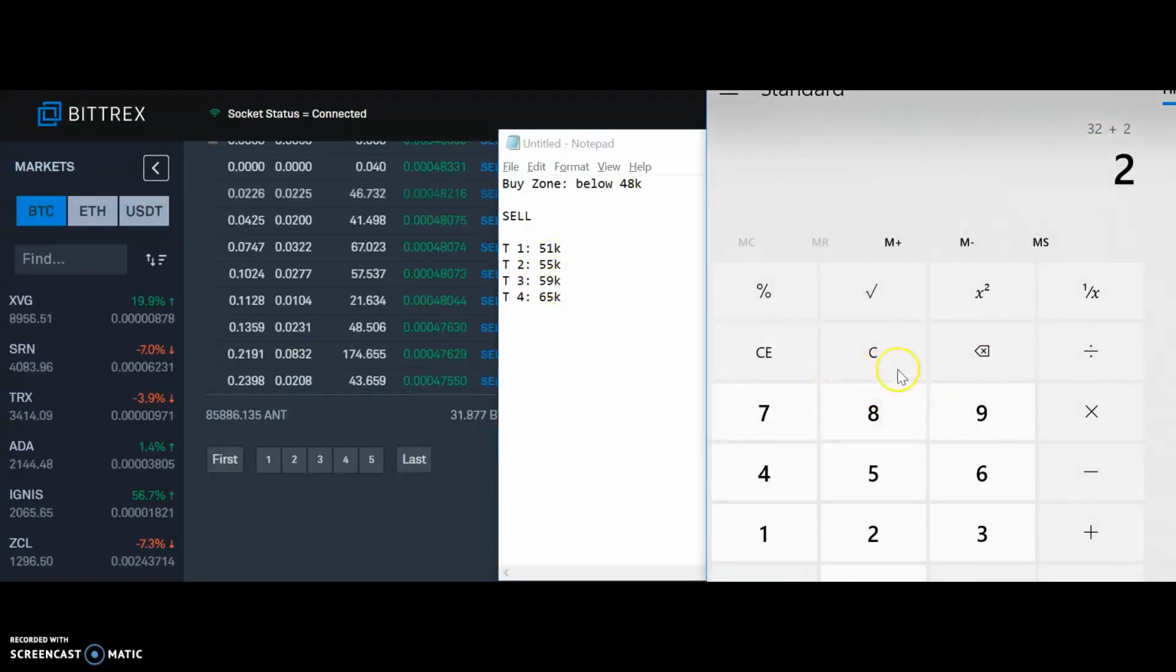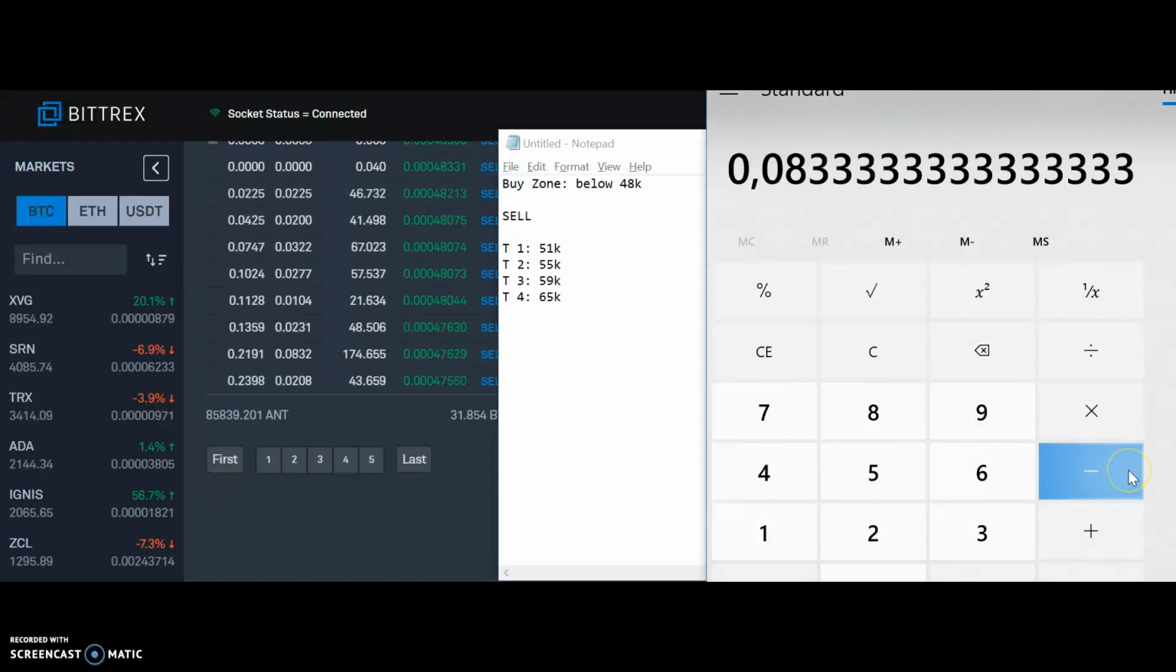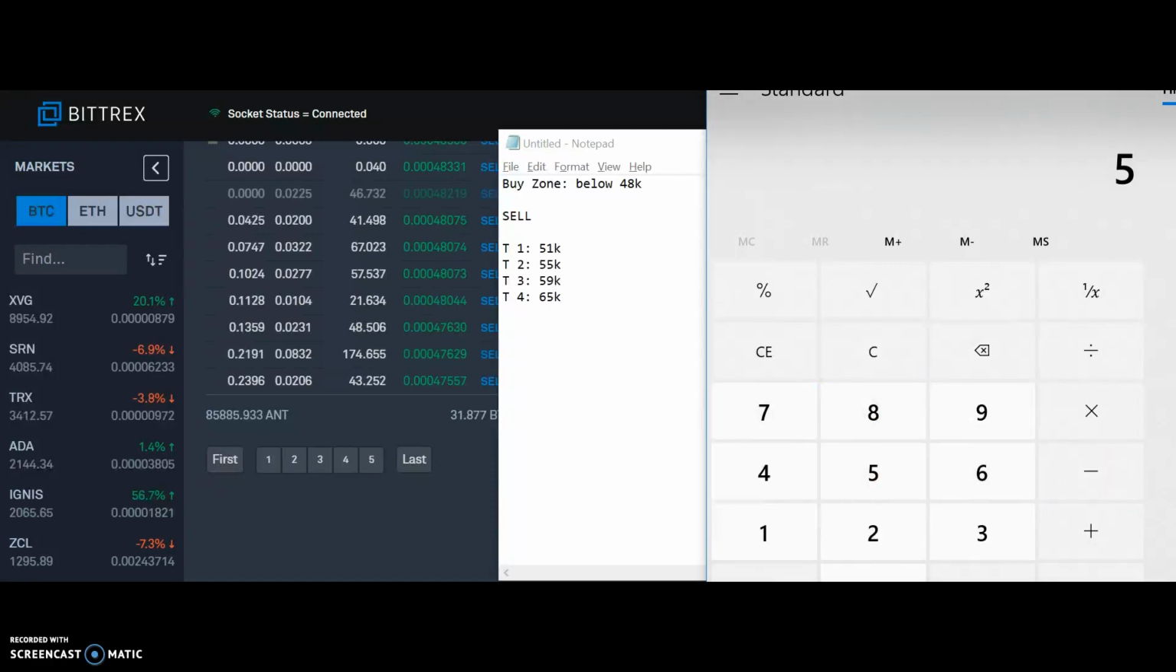If I go for the second target, let's see how much that profit's going to give me. 55,000 minus 48,000 equals 7,000 divided by the price, that particular price. Again, guys, I'm trying to keep this maths easy. Sorry, it's 55,000, not 52. Please don't be put off by the maths. It's very simple. It's going to be off a little bit because obviously I didn't buy it at exactly 48,000. I might have bought just below or just above, but use these figures to give you an idea of what your percentage is going to be.